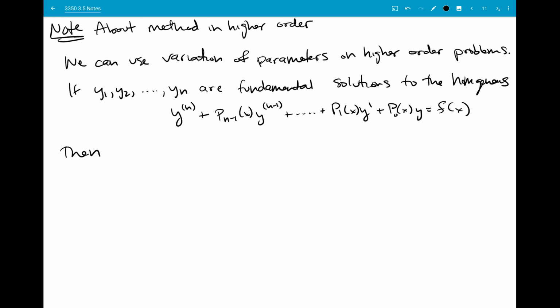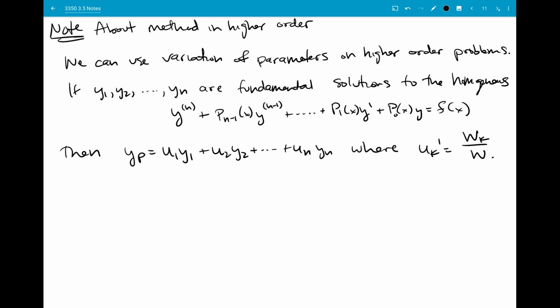Then we still have this special form that the particular solution is u1 times y1 plus u2 times y2 down through un times yn, where uk prime would be equal to wk over w. And then you would just have to compute w, the Wronskian. Oops, there's an o in Wronskian. For all these y1 through yn.